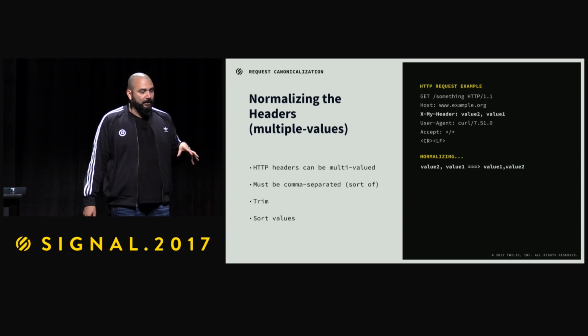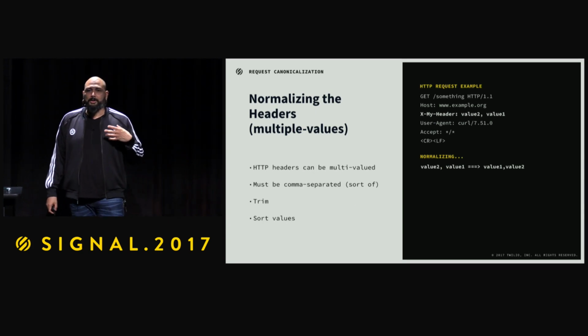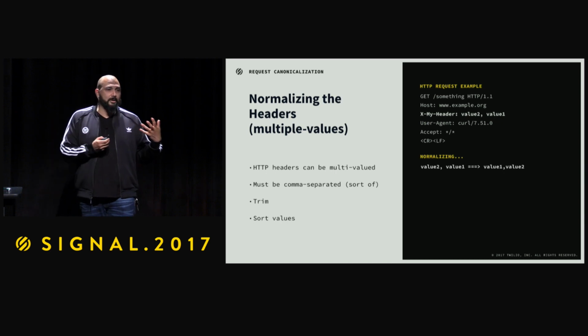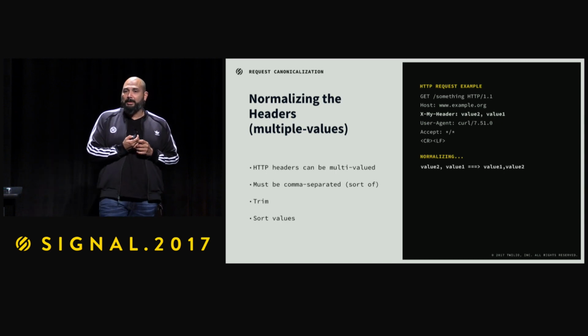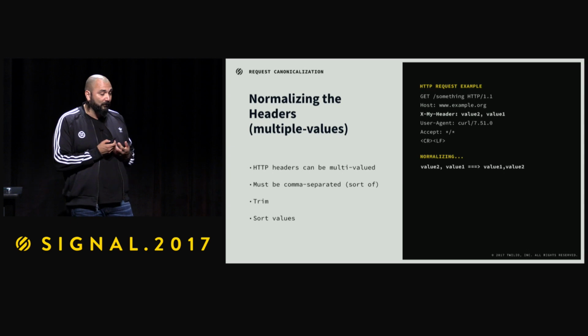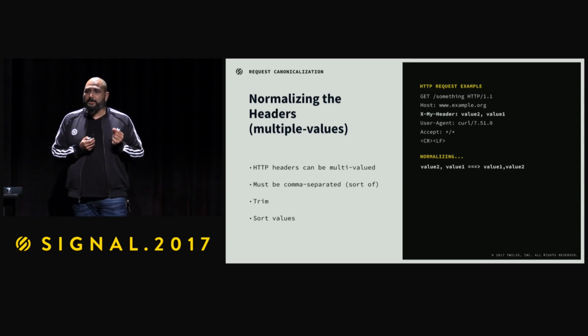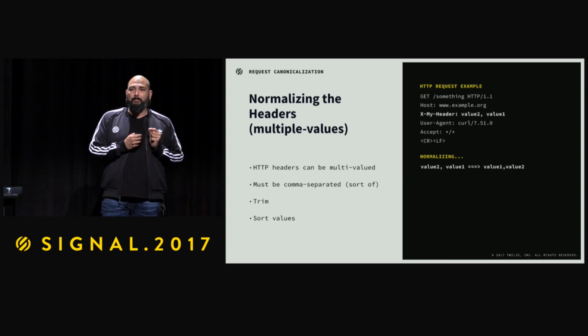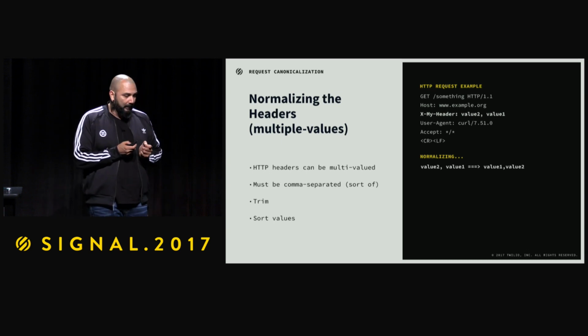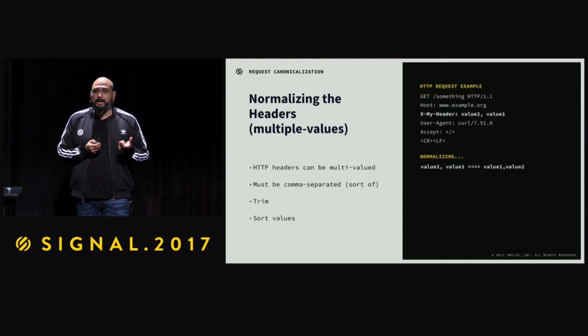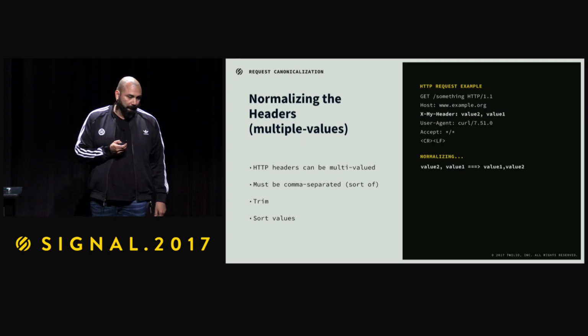Now, there's a special case with HTTP headers. If you have looked at a lot of headers in your life, you understand that HTTP headers are actually a multi-map, so you can have multiple values for one header. Generally, these have to be comma separated. There are a few exceptions to this, but for the most part, that's how they come. So when we have those multi-valued headers, we want to sort those values.